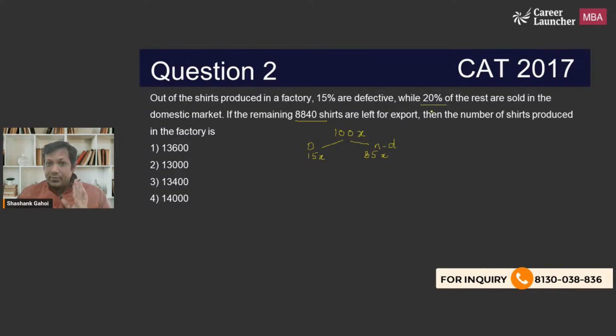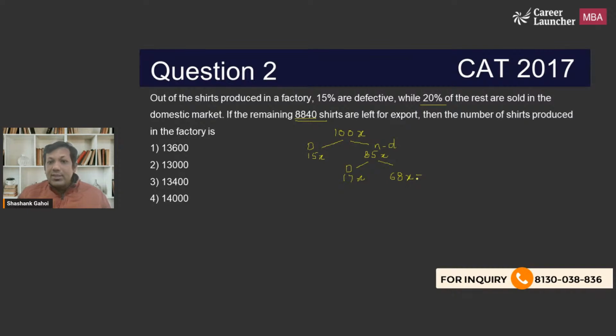20% is 1/5. While 20% of the rest, so 20% of means 1/5 of 85x, that comes out to be 17x, are sold in domestic market. Okay, so what are the number of shares that are remaining? That is 68x. Okay, now it says the remaining are 8840, that is equal to 68x.